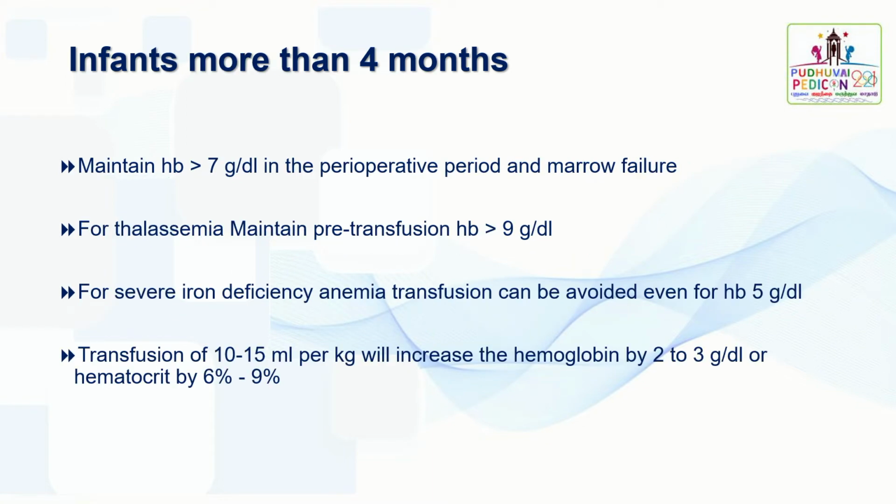For children more than 4 months, you can maintain hemoglobin at more than 7 in the perioperative period and also in marrow failure. For thalassemia babies, the pre-transfusion hemoglobin can be maintained around 9 grams per deciliter. One thing you want to know is that for severe iron deficiency anemia without any co-illness, transfusion can be avoided even if it is less than 5 grams. Transfusion of 10 to 15 ml per kg will raise the hemoglobin by 2 to 3 grams per deciliter. It means the hematocrit is increased by 6 to 9%.